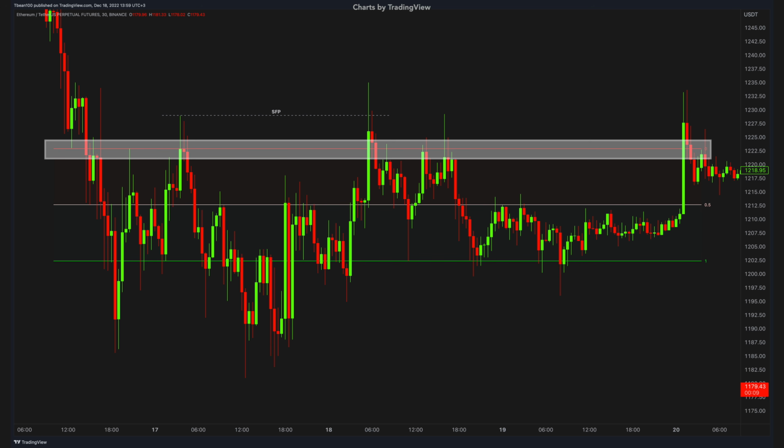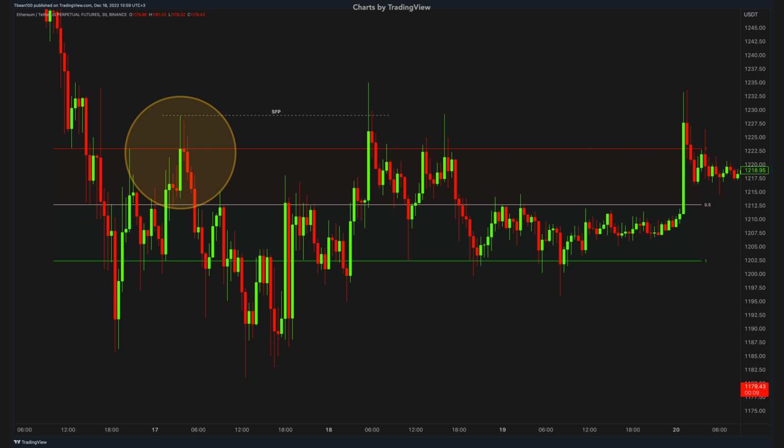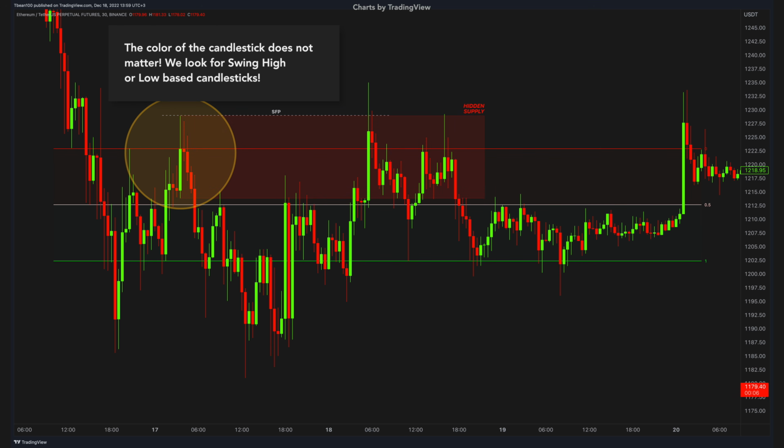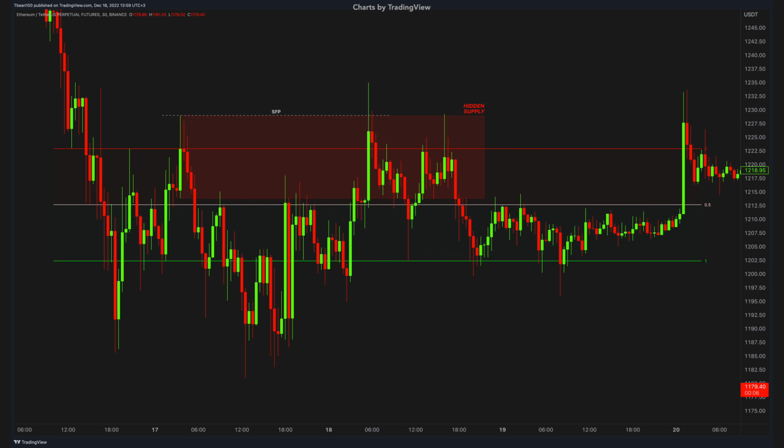The candlestick that creates the tap 1 is also our hidden supply area. Again, the color of the candlestick does not matter. I do not care if it is red or green. What I focus on is the candlestick that creates the highest point. Now you can clearly see the tap 1, tap 2, and the tap 3. You can also notice the forming liquidity below, which will give you a clear target.